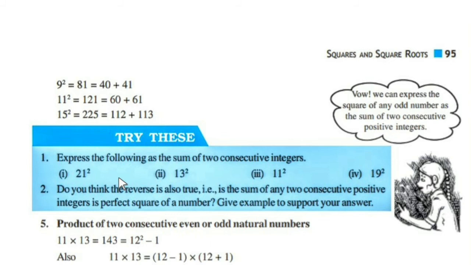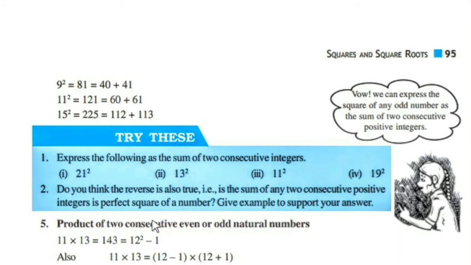So for this, the answer will be 220 and 221. Here also first number will be (13 square plus 1) upon 2. Second number will be (13 square minus 1) upon 2. So answer will be 85 and 84. Third number is 11 square. So it will be (11 square plus 1) upon 2 and (11 square minus 1) upon 2. So it will be 60 and 61. And fourth one, 19 square means it will be (19 square plus 1) upon 2, (19 square minus 1) upon 2. So it will be 180 and 181.